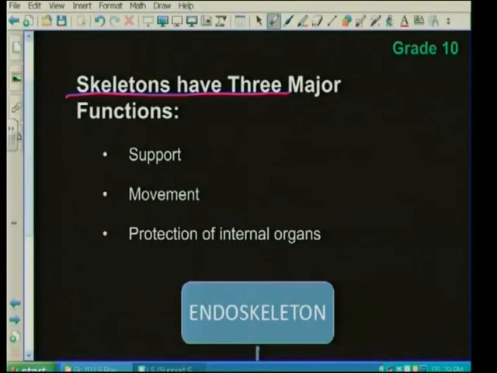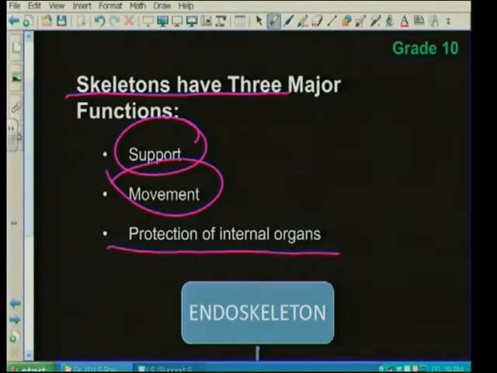We start off with the general functions of the skeletal system. And any skeletal system has three major functions. And that is, it supports the organism, it helps the organism to move, and it can protect internal organs. These are the three major functions of any skeletal system.